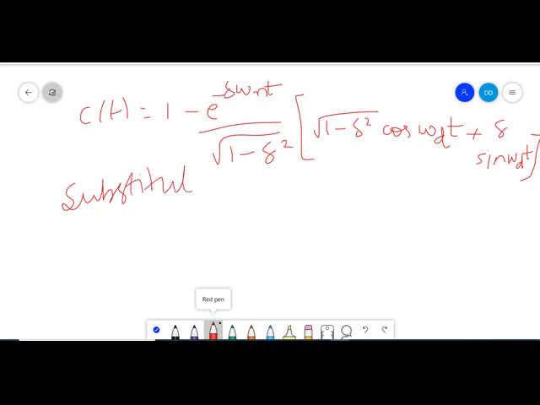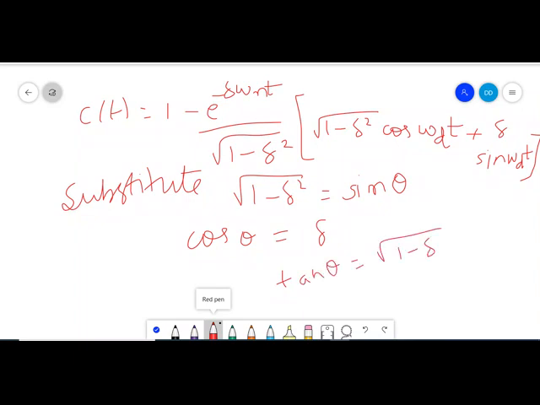So we substitute root of 1 minus delta square as sin theta. Therefore, our cos theta is equal to delta, or our tan theta becomes root of 1 minus delta square by delta. Therefore, we rewrite this particular response C of t by replacing root of 1 minus delta square as sin theta and delta as cos theta.